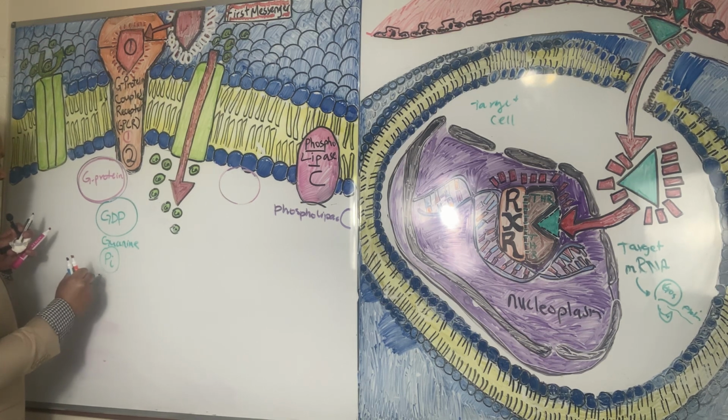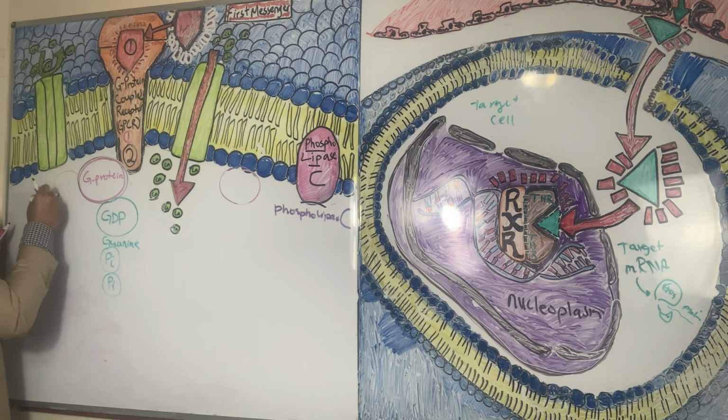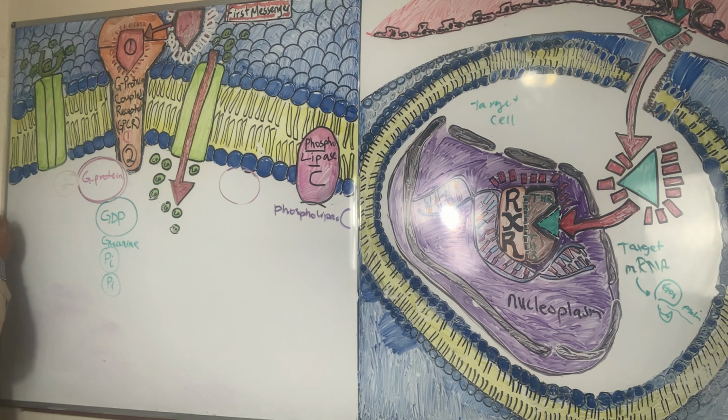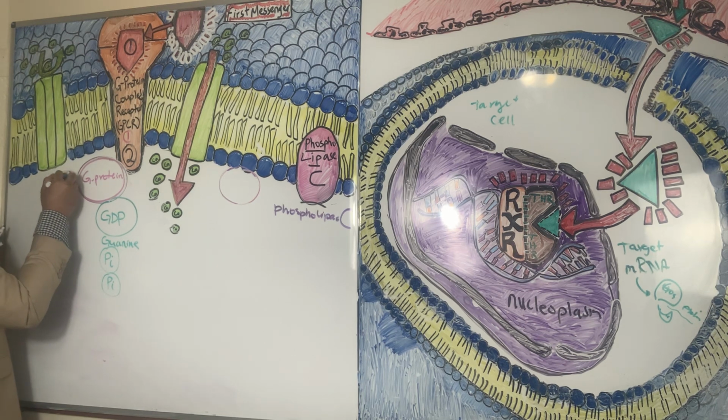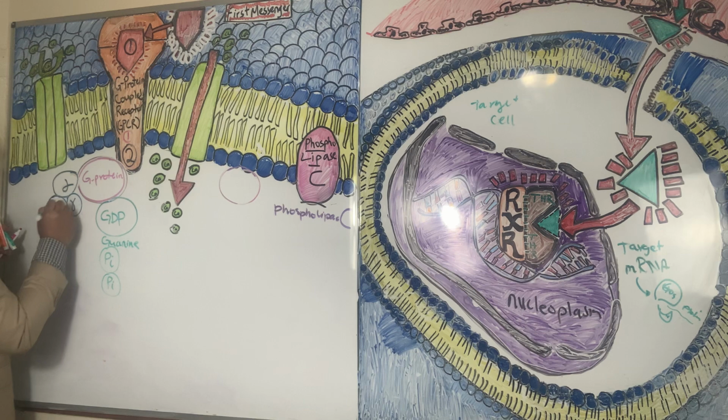Guanosine diphosphate, guanine diphosphate. And then it is also attached to an alpha subunit, and a beta subunit, and a gamma subunit.